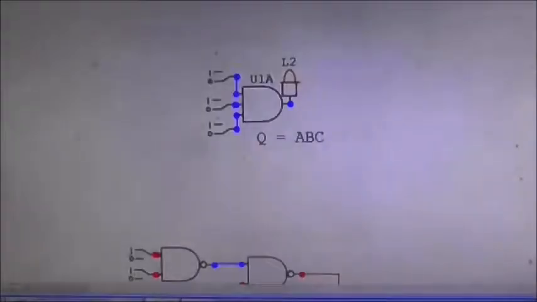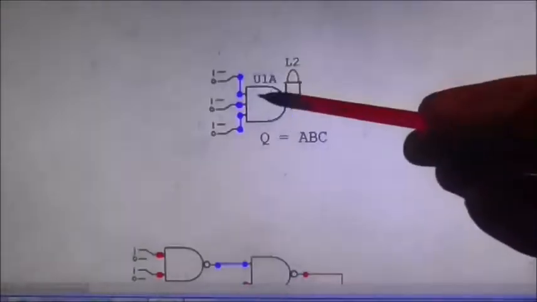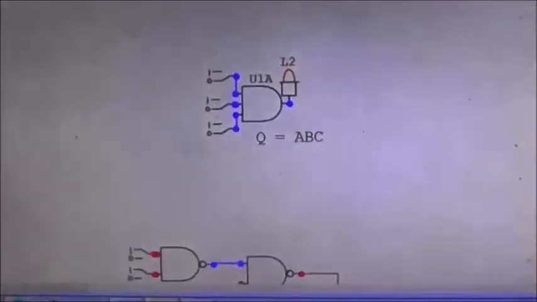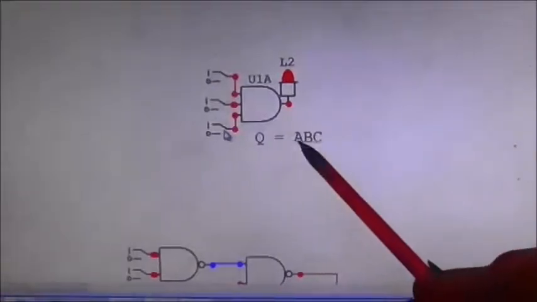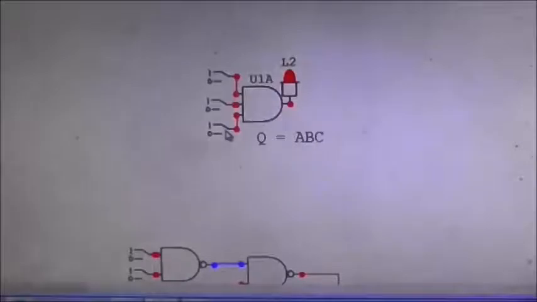Well, the first thing we're going to need then is a logic gate, and because I want 3 things all to be true before the logic gate puts an output out that's high, what I need is the equivalent of this, and that is a 3 input AND gate. If A is true and B is true and C is true, then Q is true. And the Boolean expression underneath is Q equals ABC.